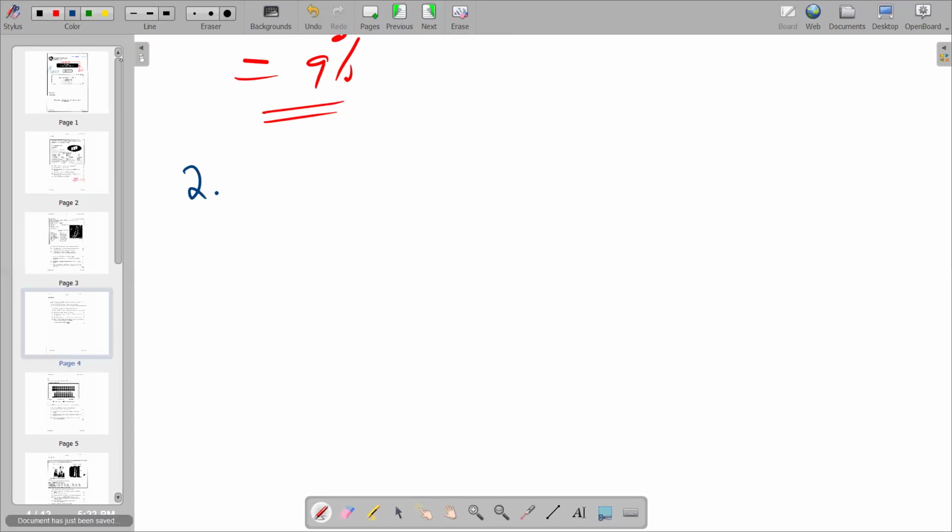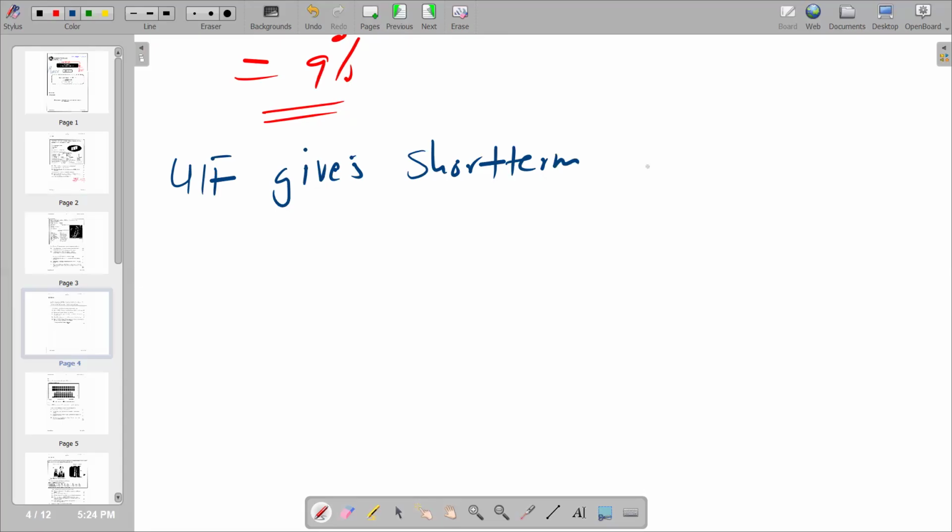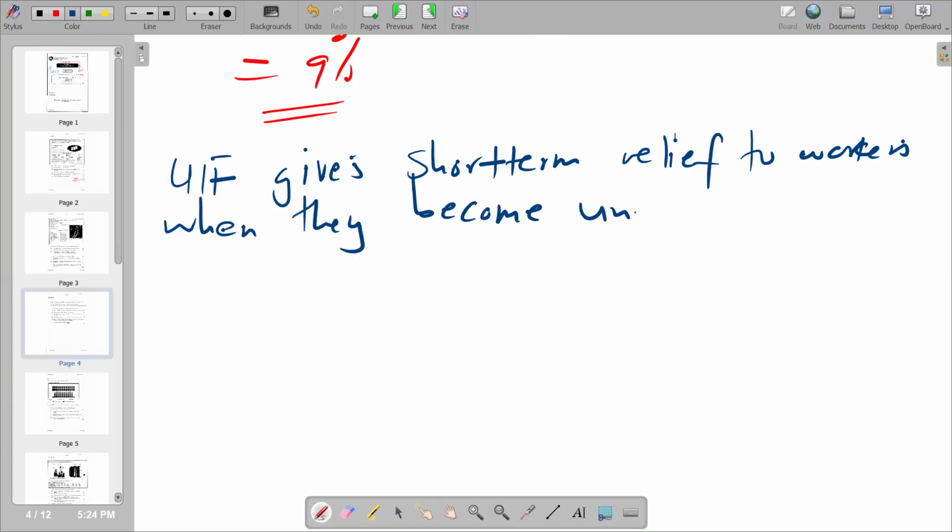We are still on 2.1.5. So we are saying it gives short-term relief to workers when they become unemployed, or we can say when they become unemployed. So this is what we have. Then this becomes the last part of this page.